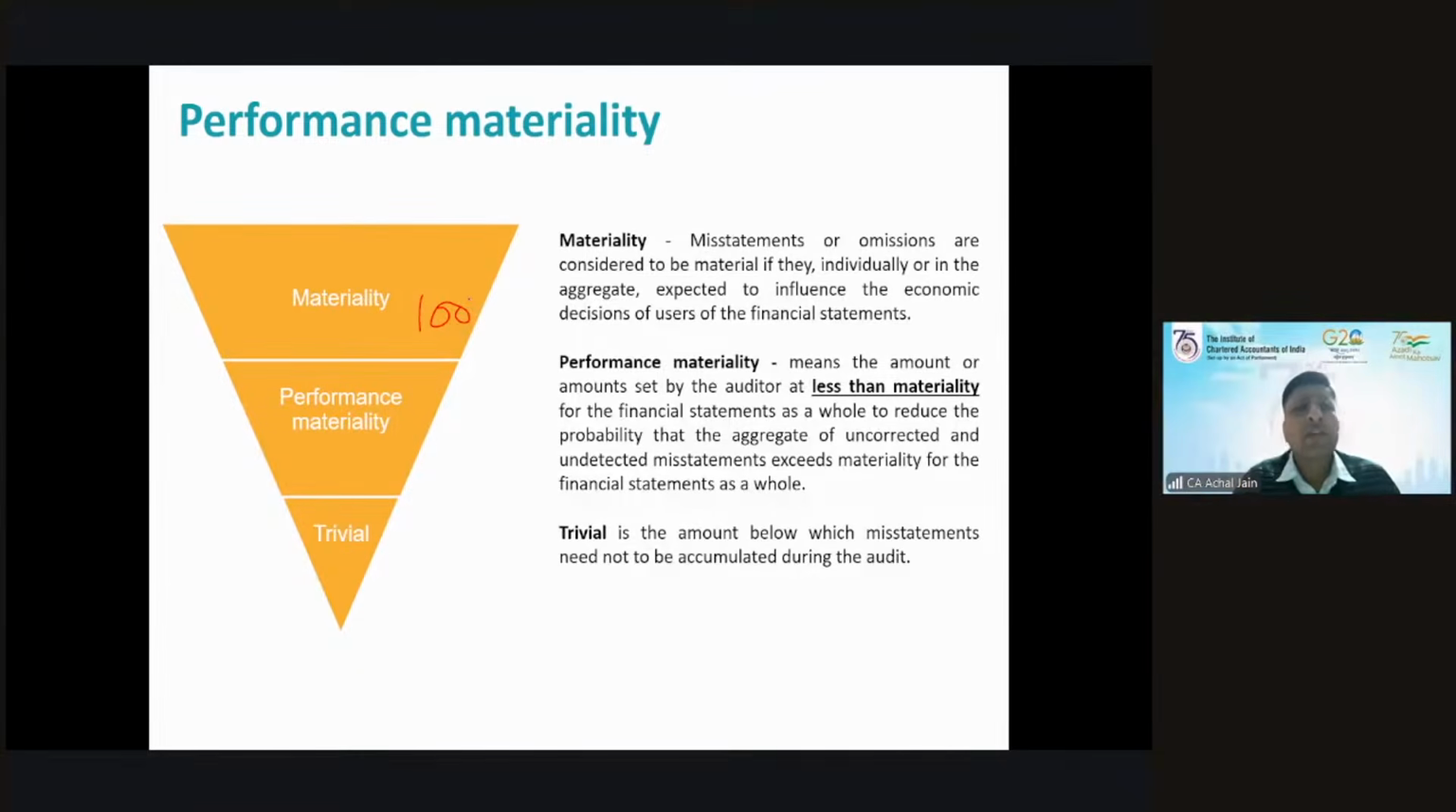Therefore, the auditor will want to give himself room in respect of some of those misstatements which may be there in the financial statements but which the auditor may not be able to detect. So that's why the auditor will pick up this performance materiality, so that there's a cushion of 20.